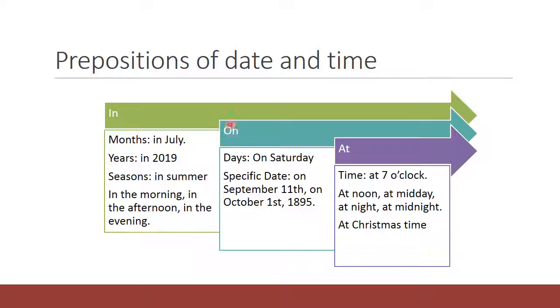Use the preposition on with days, on Saturday, on Wednesday, on Monday. When you have a specific day, to have a specific day, you need to have at least the month and the day in number, or you can have the month, the day in numbers, and also the year. So in these examples, we have on September 11th, on October 1st, 1895.